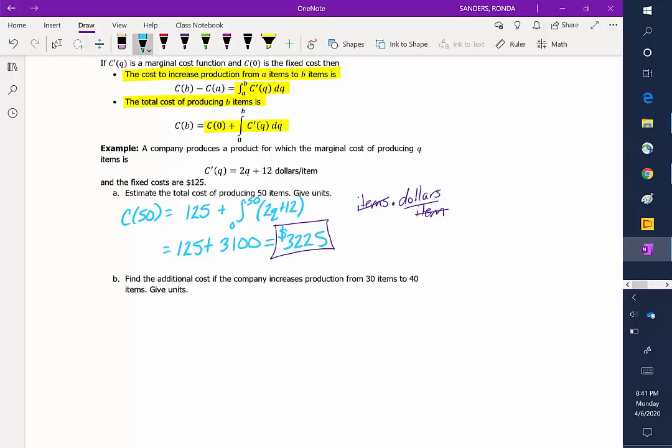If we want to find the additional cost if the company increases production from 30 items to 40 items, we'll be evaluating C of 40 minus C of 30. So based on the fundamental theorem of calculus, this will be the integral between 30 and 40 of our C prime of q, which is 2q plus 12 dq.